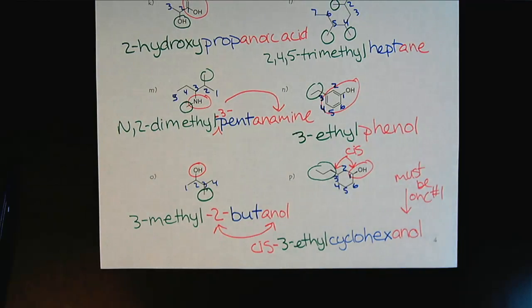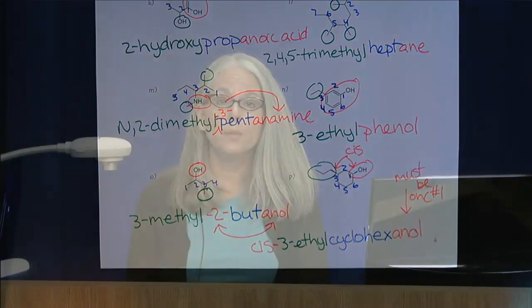Alrighty, so this was a big tutorial, but we just covered the nomenclature of alcohols, amines, carboxylic acids, aldehydes, ketones, and amides. So now's a great time to get in and practice some more on your homework to reinforce your understanding.